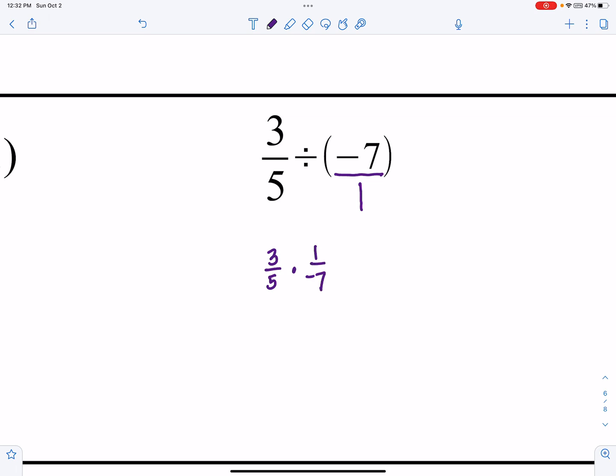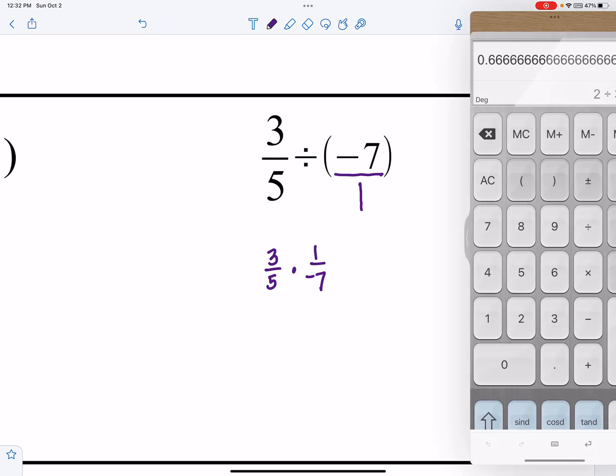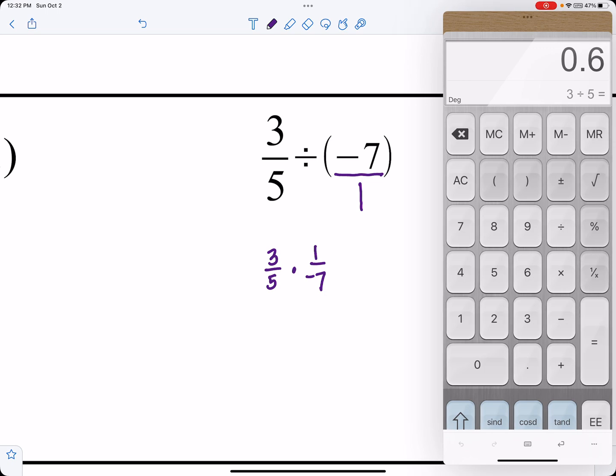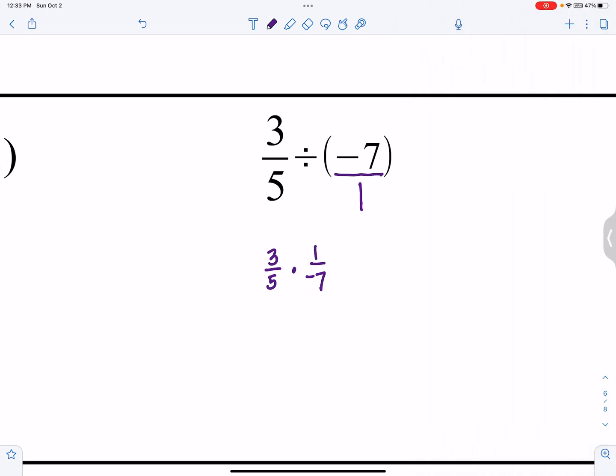Now, I guess I could turn 3/5 into a decimal. Let's see what that would be. 3 divided by 5. So it does equal 0.6 or 6/10. So I could go through and do that division of decimals. It's just a lot of work to do all that long division. So I'd rather just do this and be done with it.